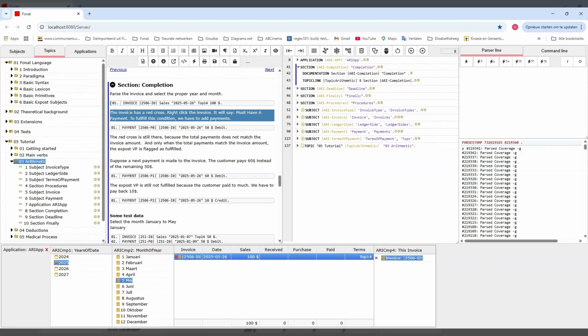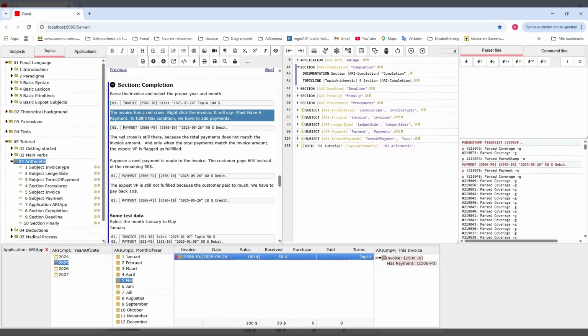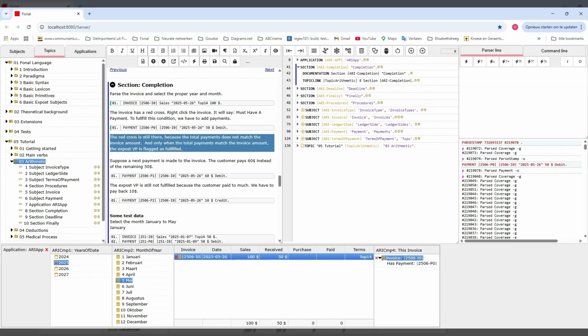The invoice has a red cross. Right-click the invoice. We'll say, must have a payment. To fulfill this condition, we have to add payments. The red cross is still there because the total payments does not match the invoice amount. And only when the total payments match the invoice amount, the exposed VP is flagged as fulfilled.